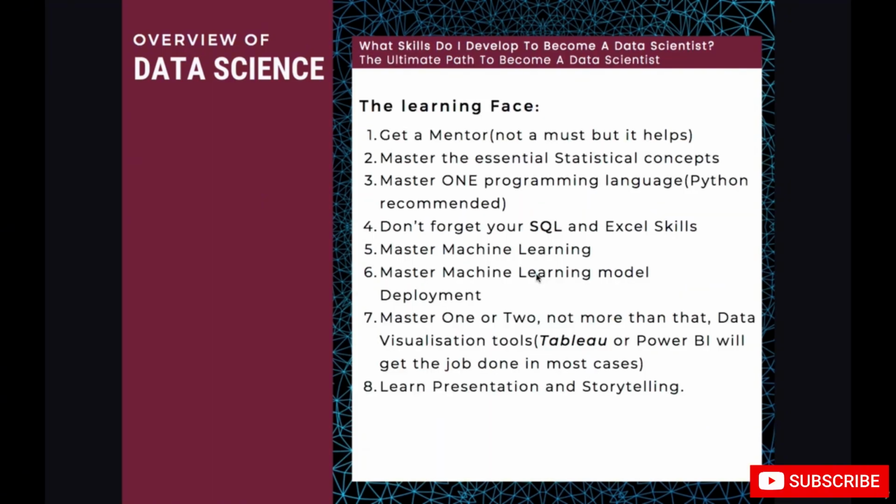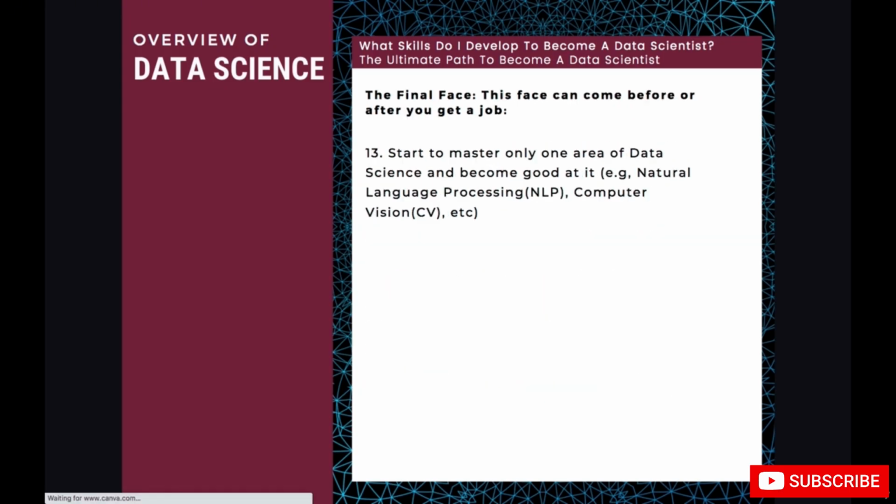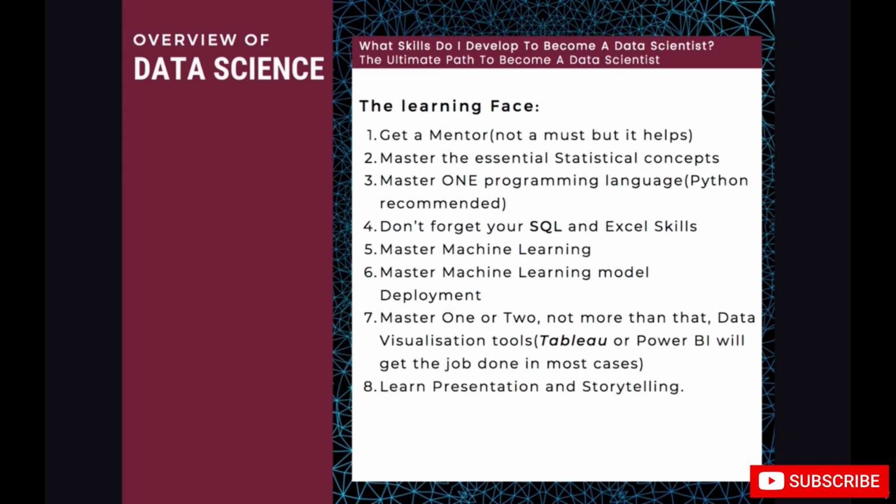Okay, now let's go to the skills that you need to develop in order to become a data scientist. This is the ultimate path that I have sat down with industry experts to prepare for you. Any other data scientists out there, you can show them this path, and they will confirm that yes, this is the accurate path that you need to take. These are steps 1 all the way to step 13 that you need to take if you want to become a data scientist.